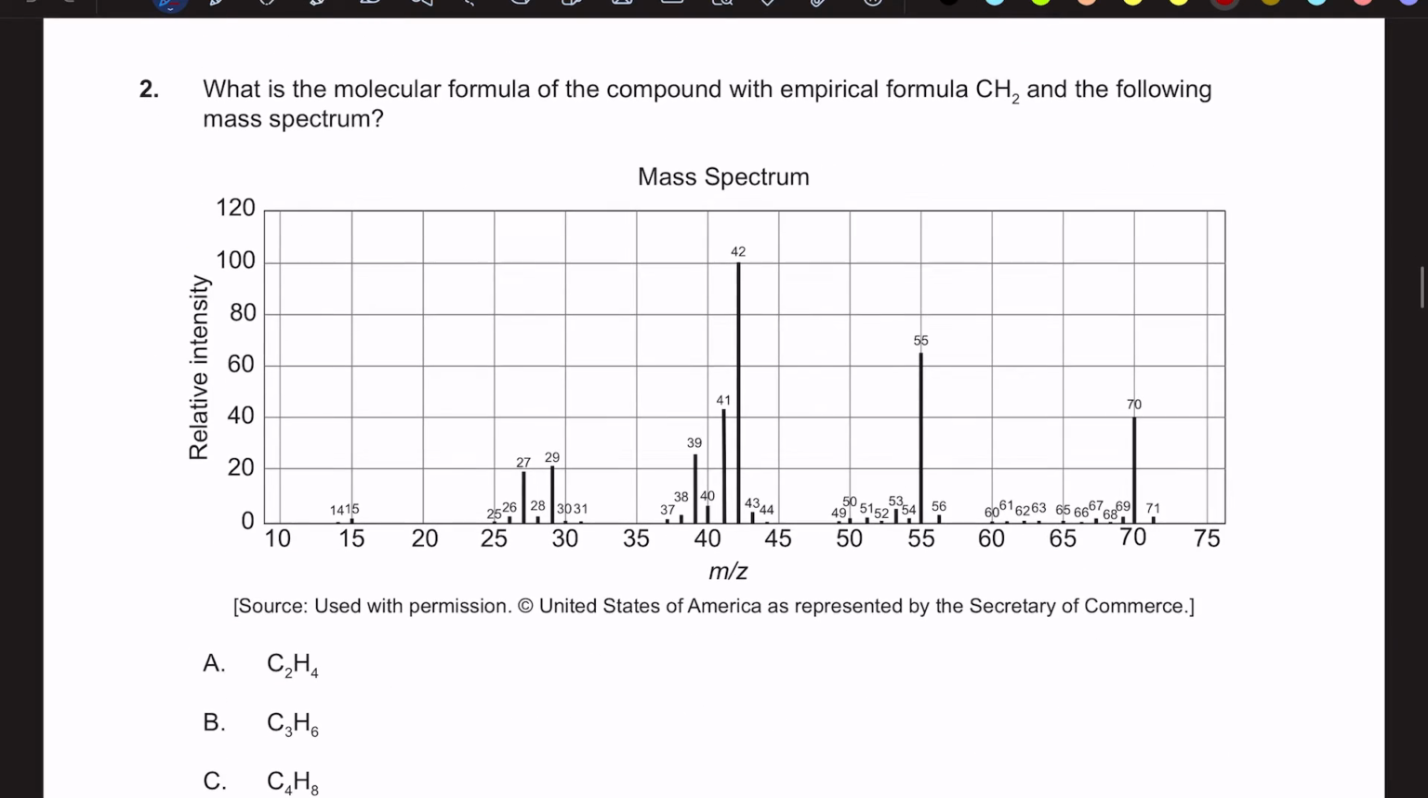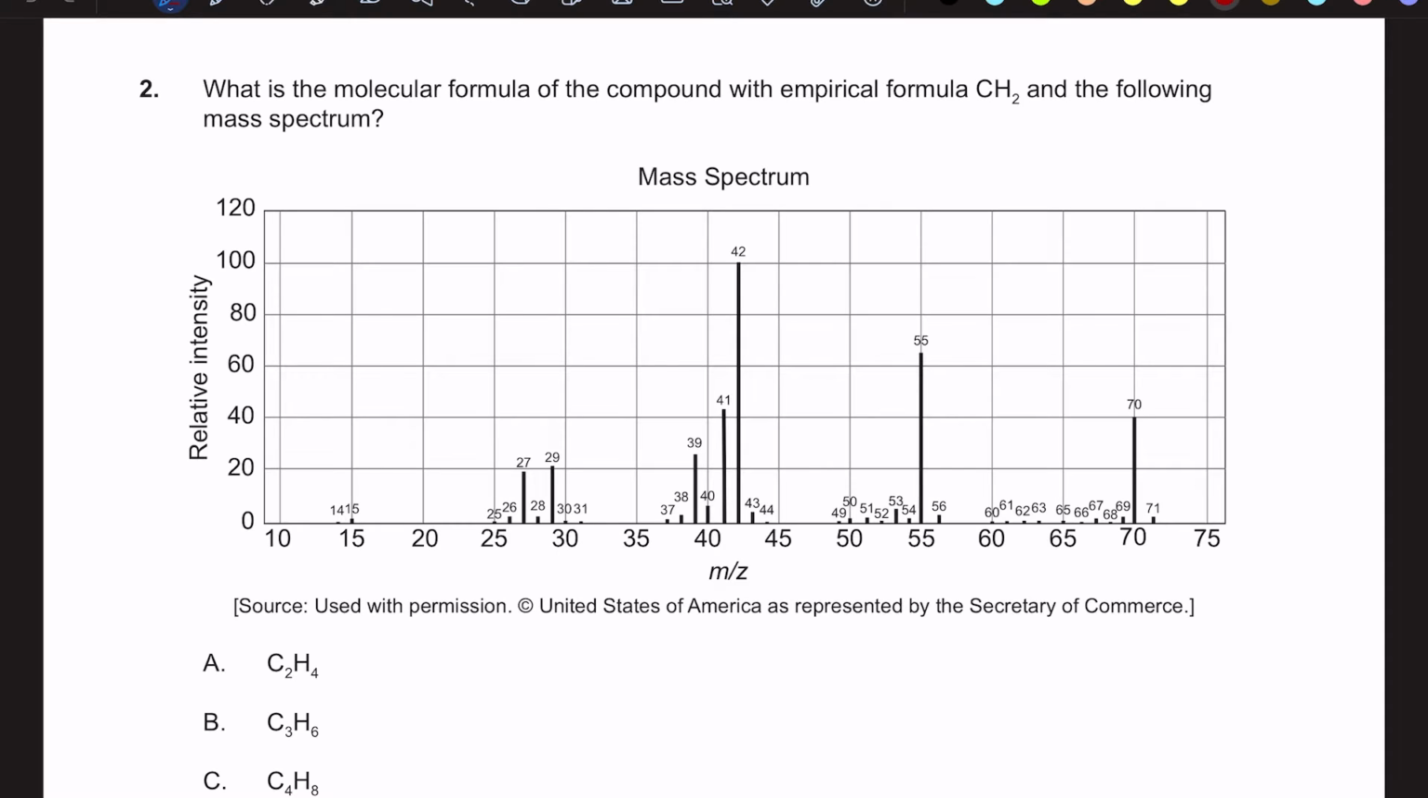Moving on to the second question. Here we have this mass spectrum. It says that there's a compound with empirical formula CH2. Now we have to identify which compound they're talking about. If you just observe the options and simplify, all of them have an empirical formula of CH2. So this information is not of much use, right?